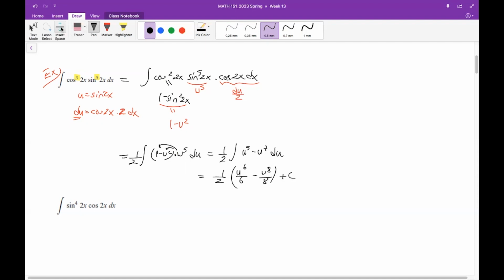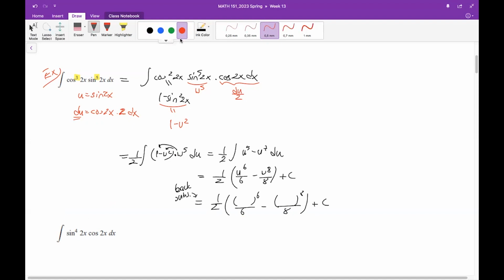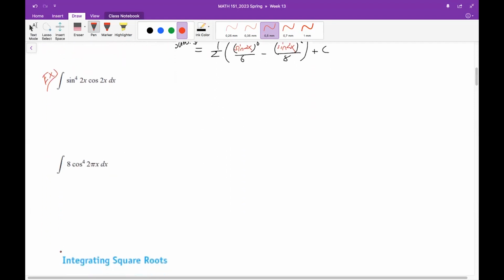And then finally, you can do back substitution. You should turn back to the original variable x. Back substitution is like that: something to the power 6 divided by 6, minus something to the power 8 divided by 8, plus this arbitrary constant c, where u is this one, sine 2x. Okay, this is your final answer for this question. Any questions? If not, we can move to the next example.